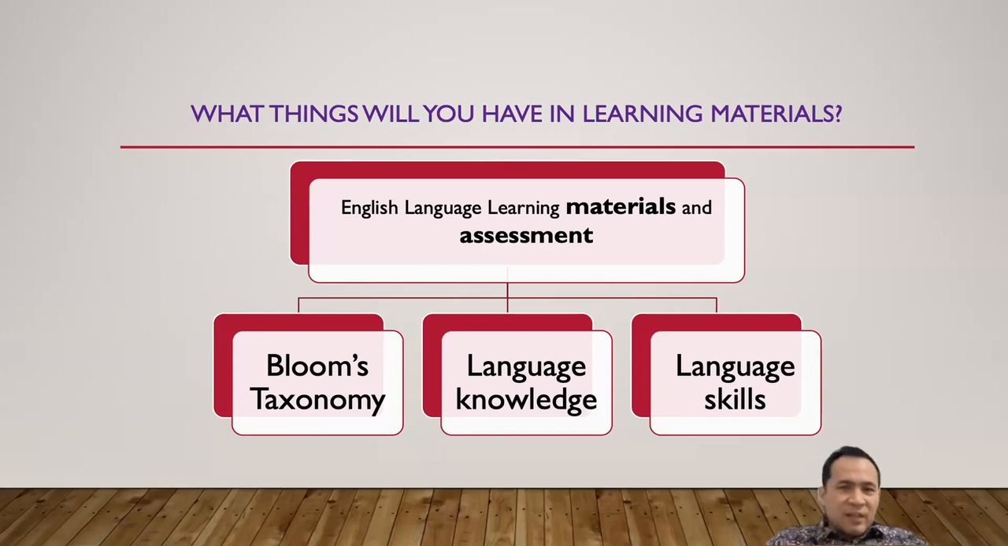And then in language you have language knowledge and language skill. Language knowledge talks about grammar, vocabulary, pragmatics, sociolinguistics, and so on. Language skill contains reading, writing, listening, and speaking. Right? So if you want to assess speaking, then you are assessing language skill. But the terms or verbs that you use to ask should be in line with Bloom's taxonomy, whether they belong to low order thinking skill or high order thinking skill.